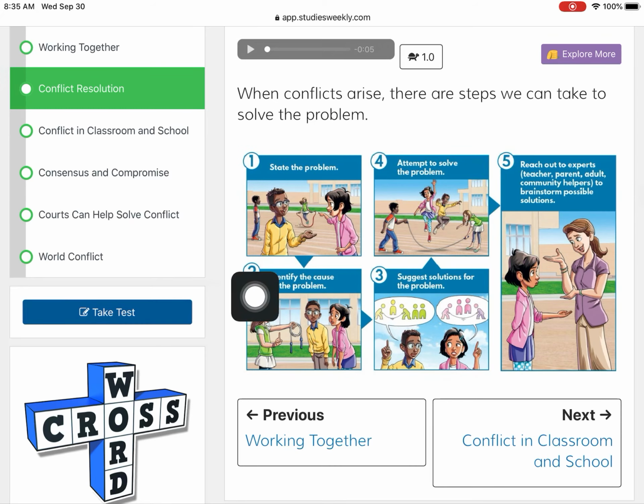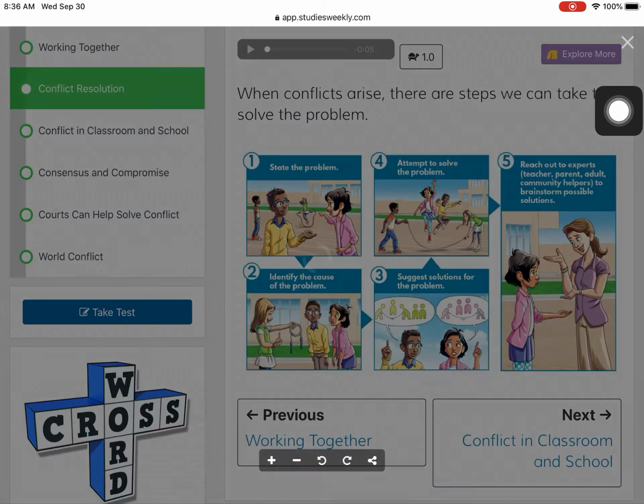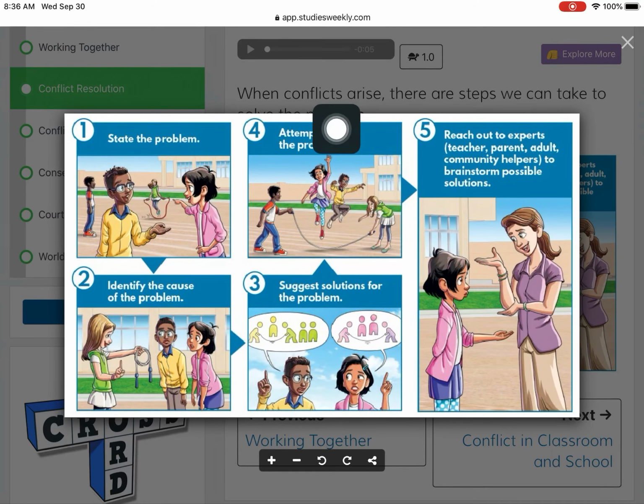So let's take a look at this picture here, which will go through some steps on how to solve a disagreement. So step 1, state the problem. Okay, so we should be stating our problem or what is bothering us with the person around us. Next, identify the cause of the problem. 3, suggest solutions to the problem.